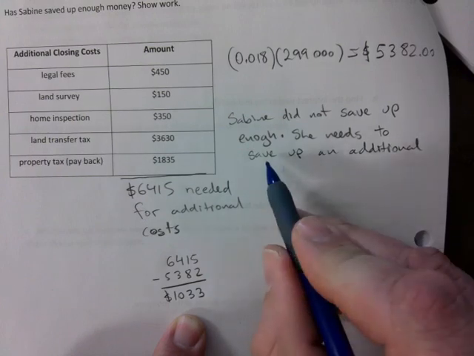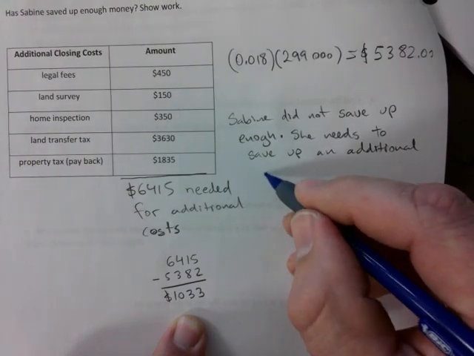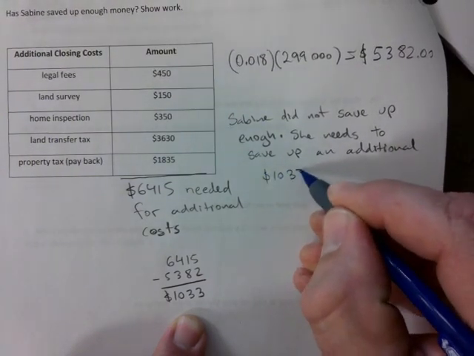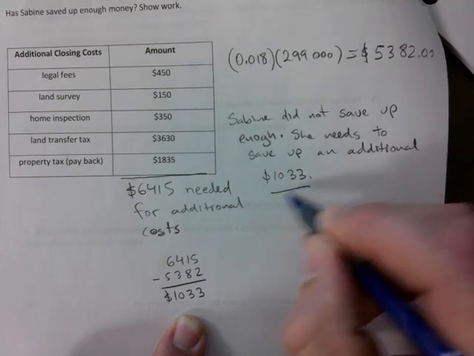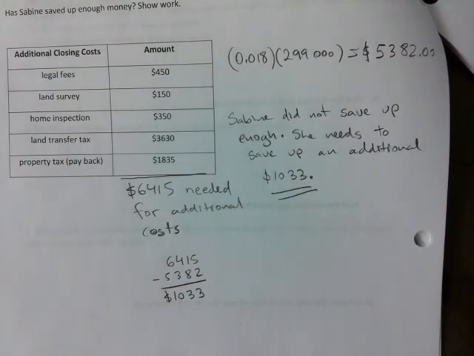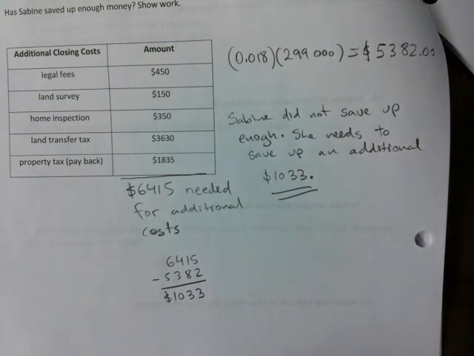1,033 needed, right? So she needs to save up an additional 1,033, okay, to have enough. Every once in a while they throw in a question like this, where there are different approaches.